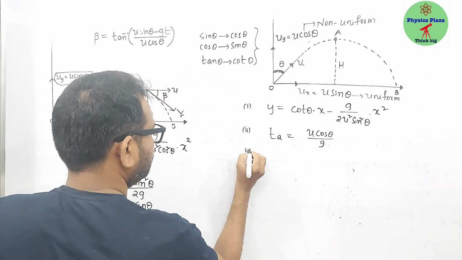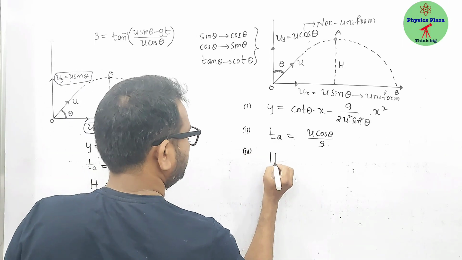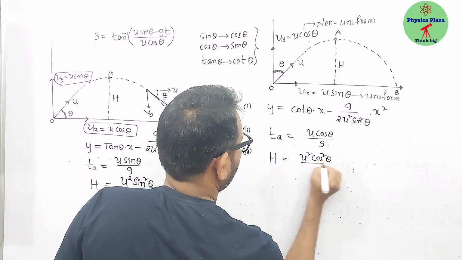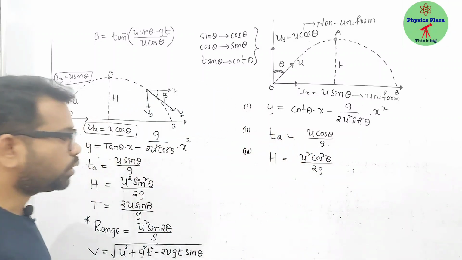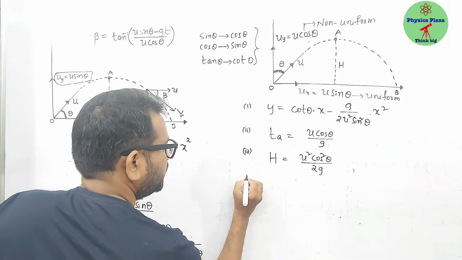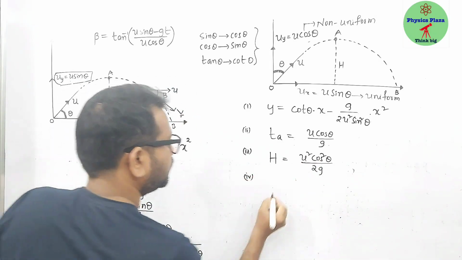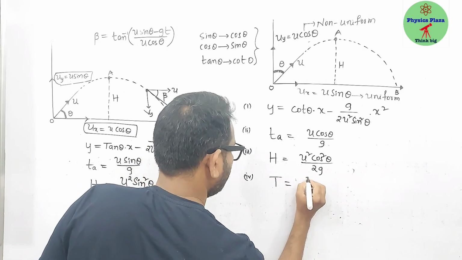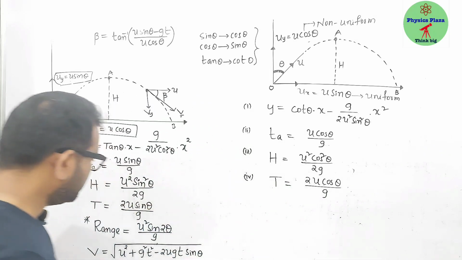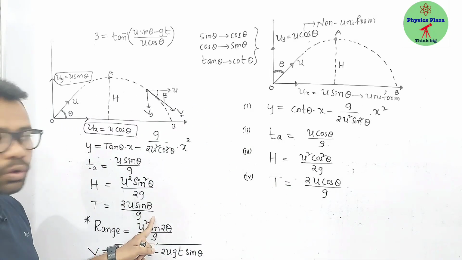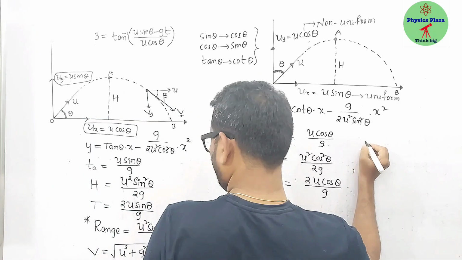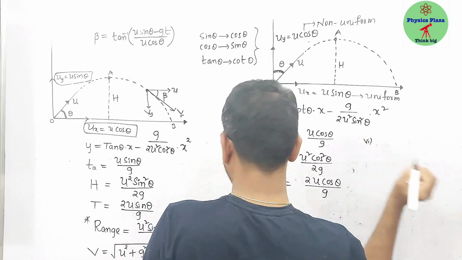Next, third one, maximum height. Maximum height is equal to u square cos square theta by 2g. Previously it was sin square theta, it will become cos square theta. And here is the fourth one, time of flight. This is going to be 2u cos theta by g. Previously it was 2u sin theta by g. Okay, we will come to range later. And here is the sixth one. Fifth one I will come back to.